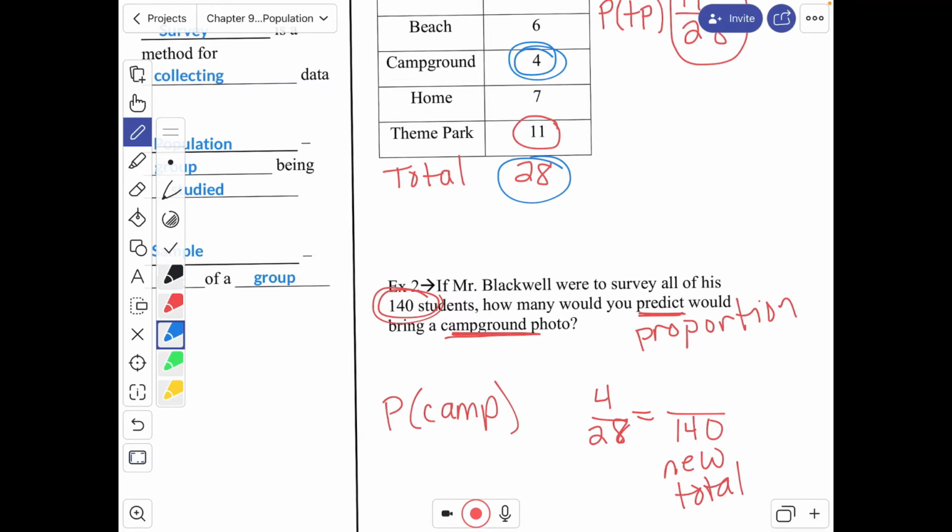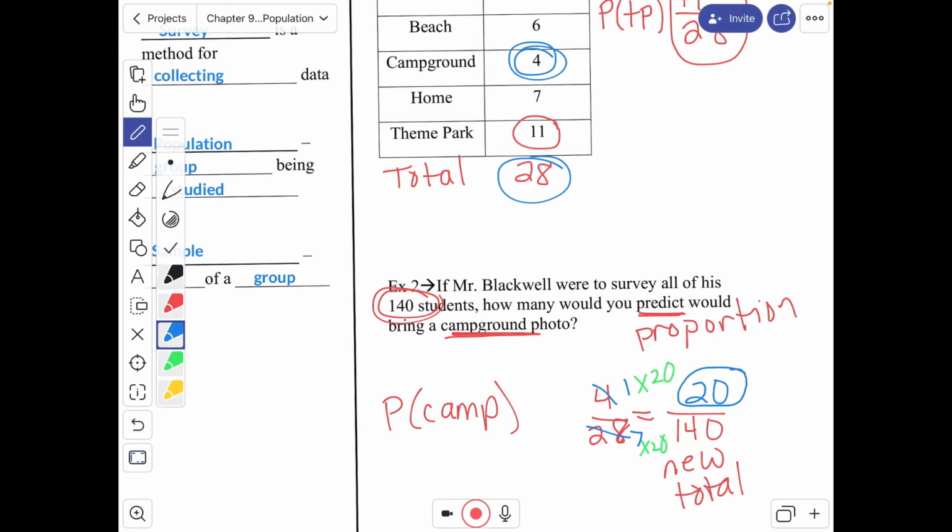Simplifying always helps. So what can I simplify 4 and 28 by? 4. So 4 divided by 4 makes 1. 28 divided by 4 makes 7. And then, can I do something to 7 to get to 140? Yes, I can multiply 7 times 20 to get to 140. So then I need to do the same thing on top. 1 times 20 makes 20. So 20 is the answer.